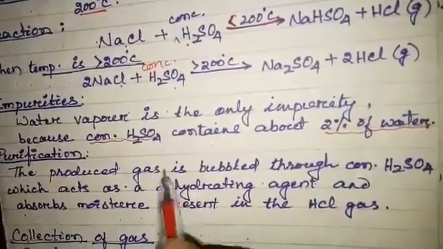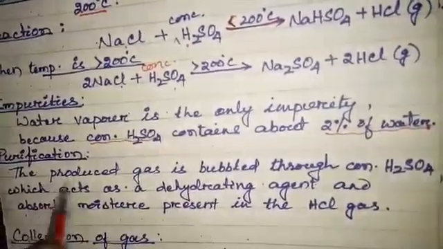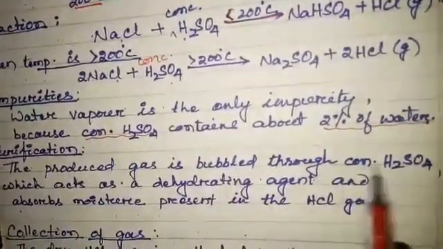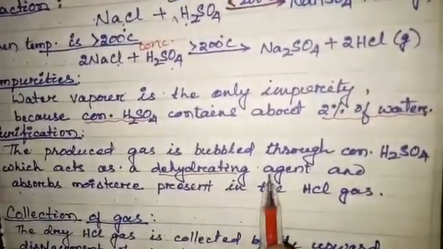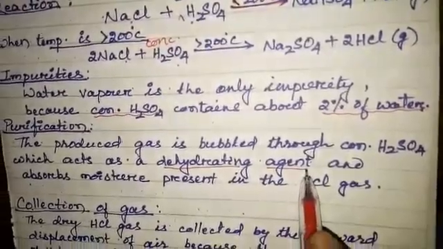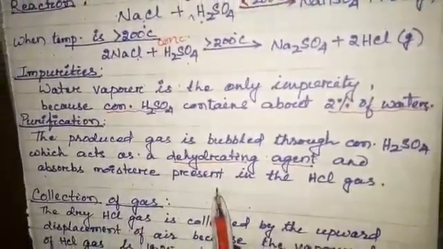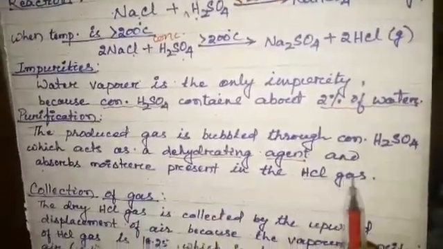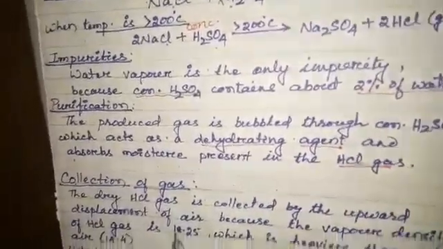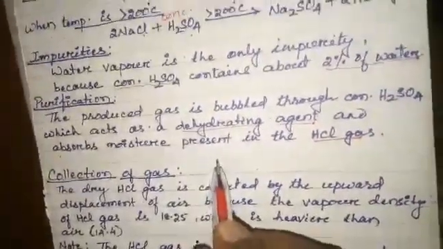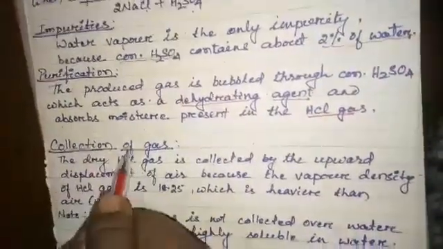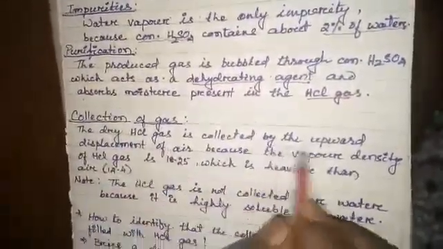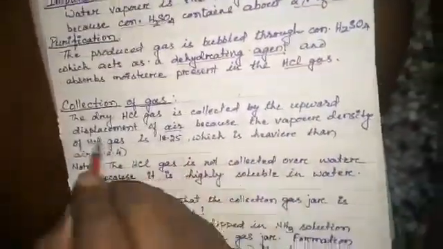Now, how to purify? The produced gas is bubbled through concentrated H2SO4, which acts as a dehydrating agent and absorbs the moisture present in the HCl gas during the preparation. After the drying, the collection of gas takes place. We are collecting the gas in a gas jar. The dry HCl is collected by upward displacement of air.